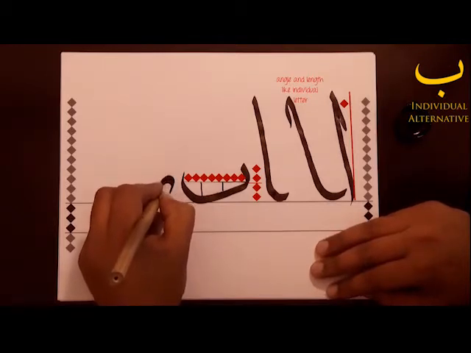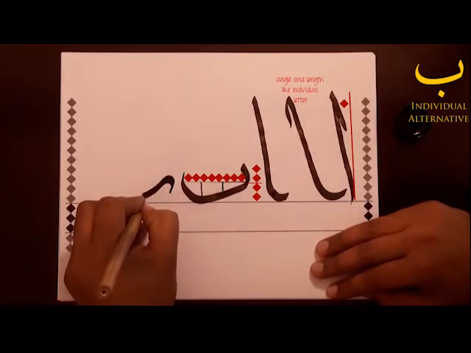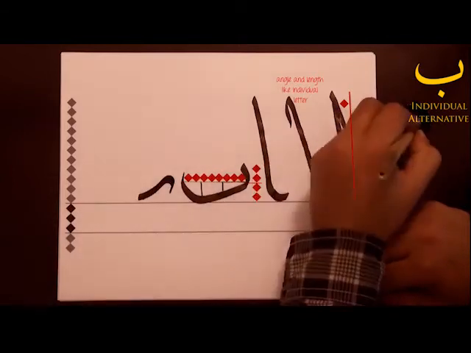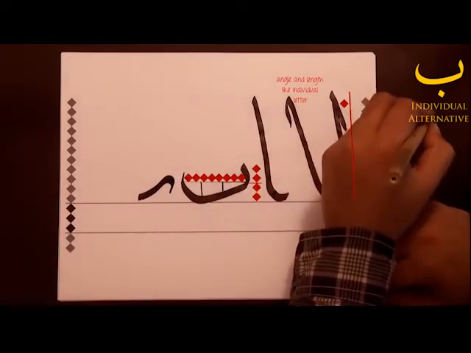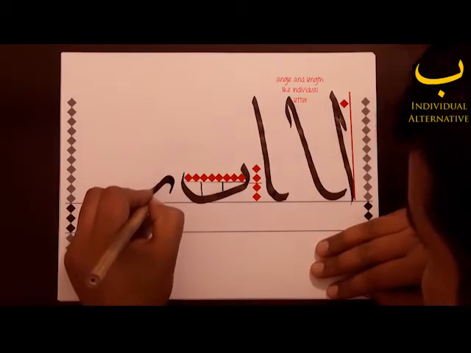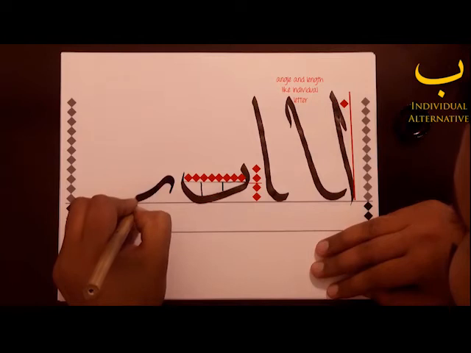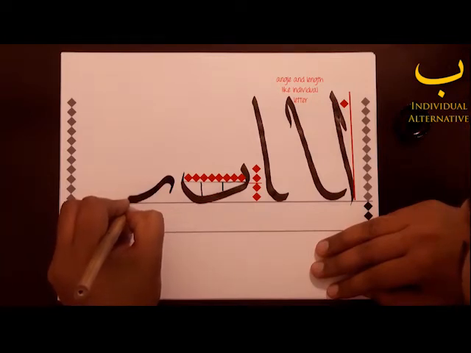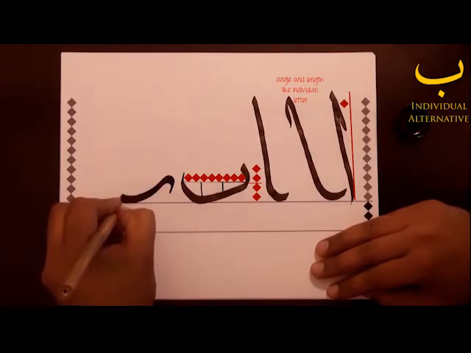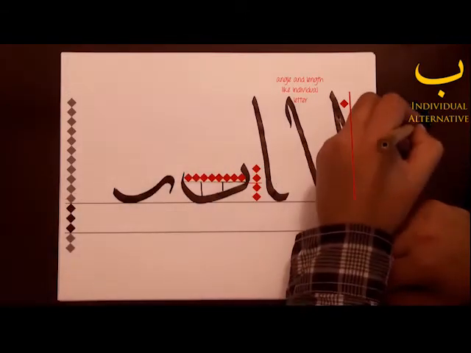Alternatively, you can script the ba like this as well. So instead of the initial flick, if you were to just create a little wave in the beginning, then you can create the ba like this. And this ba would have the same width and proportions as the individual letter.